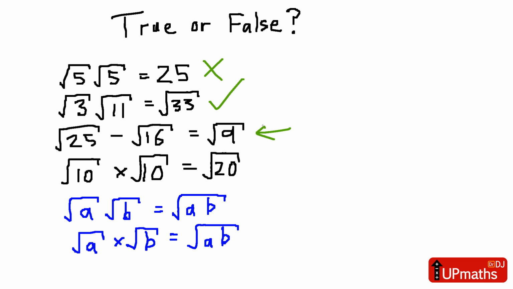What's the square root of 10 times the square root of 10? It's not the square root of 20. That doesn't make any sense, because the square root of 10 times the square root of 10 should be 10, which means that must be the square root of 100. And these two are definitely correct. By the way, the second one is just the first one rewritten with the times in it.